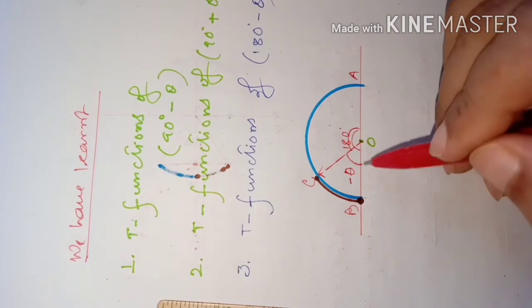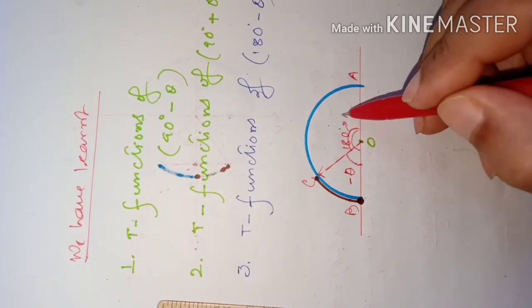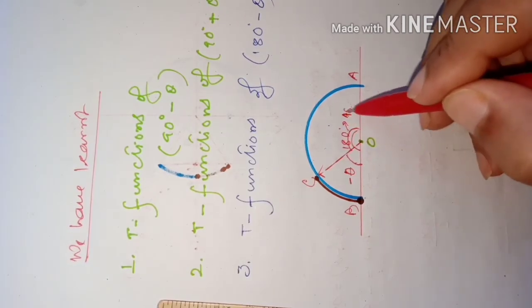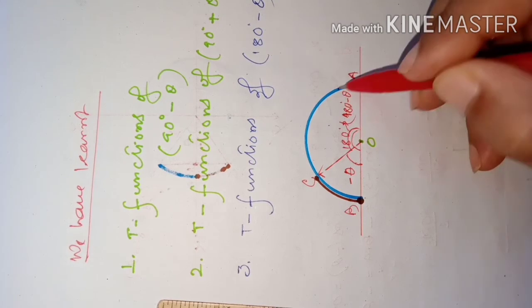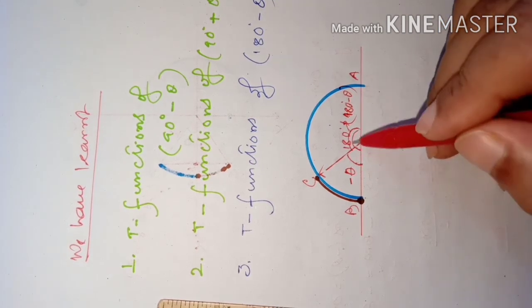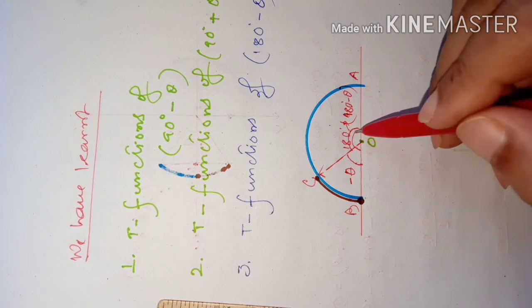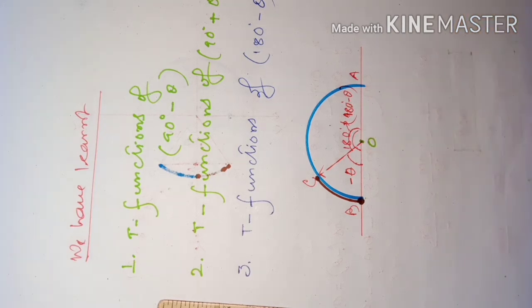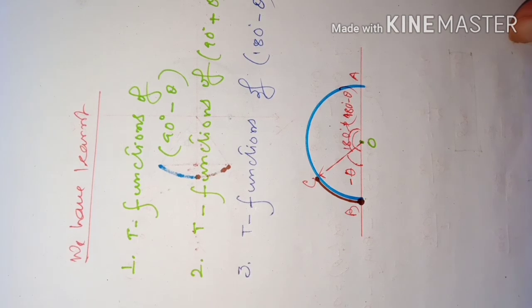Now for this 180 minus theta, this is 180 degrees minus theta, because this whole angle is 180 and this is minus theta, so this angle will be 180 minus theta. So for this 180 minus theta, what will be the t functions' values? That can be found out by applying the previous concepts. How? I am showing you.